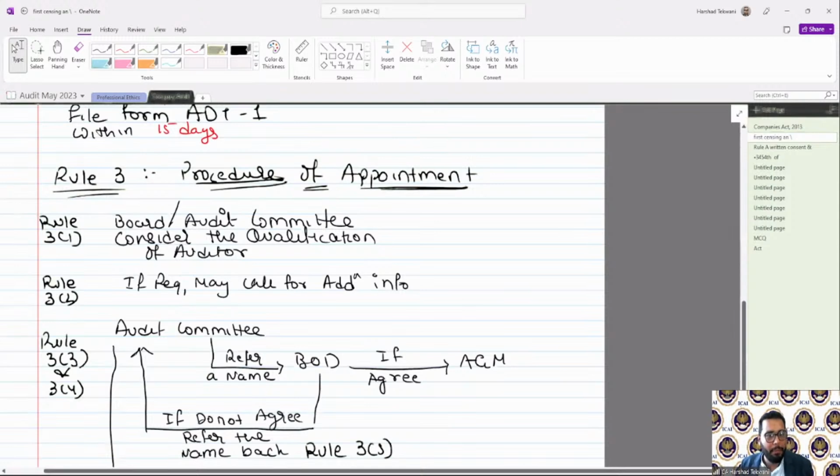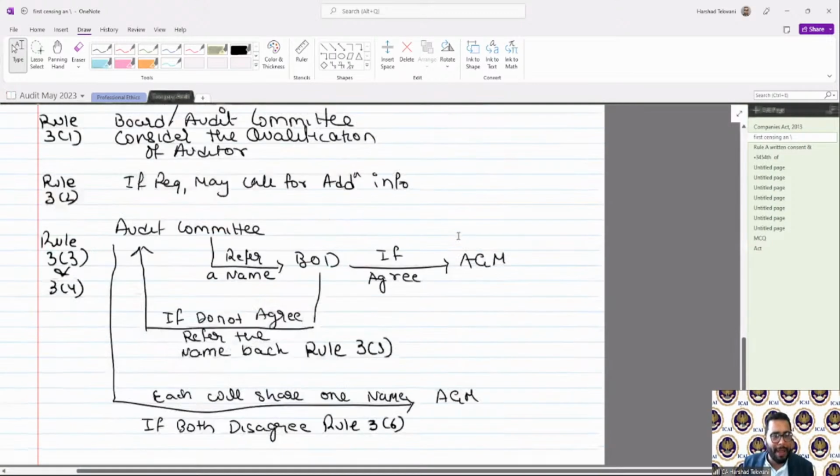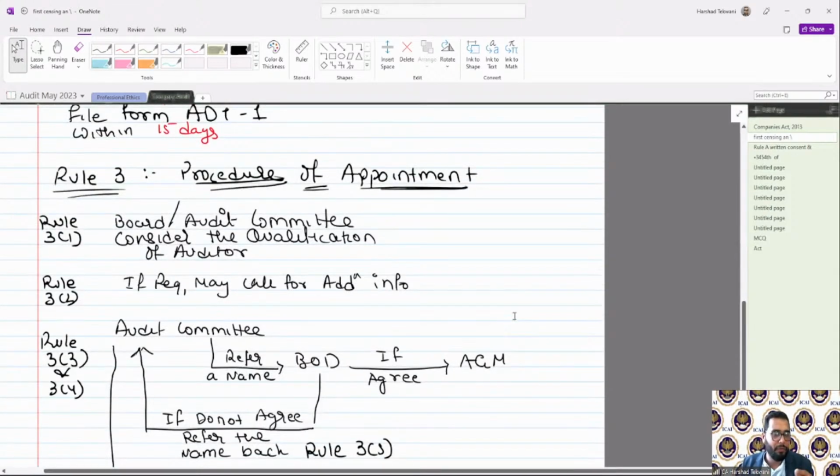Rule 3 says that the audit committee will recommend a name to the board of directors. If the board of directors agree, fine. If they do not agree, they will refer back the name. If there is a dispute, they both will suggest a name. And the name given to the board of directors is after considering the qualifications and any additional information inquired from the auditor.